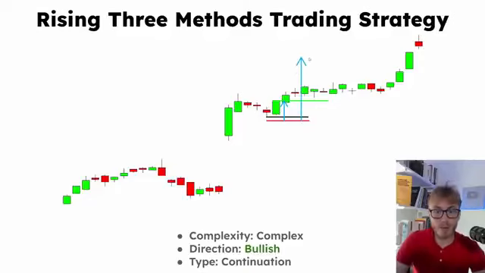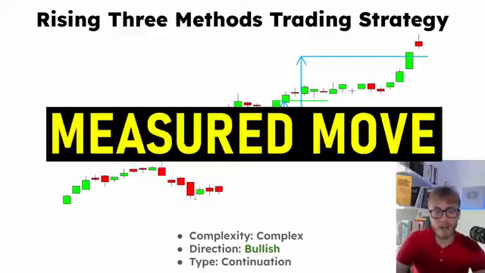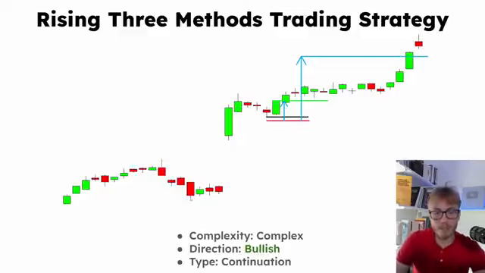If we use a 2 to 1, our target will be right around here. But when it comes to continuation patterns, we can also use something called a measured move. So what we basically do is that we measure the whole impulse that created the whole sort of move towards the upside before the pattern.